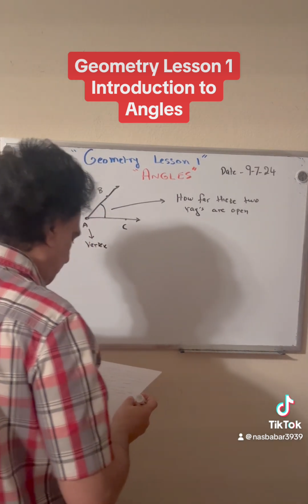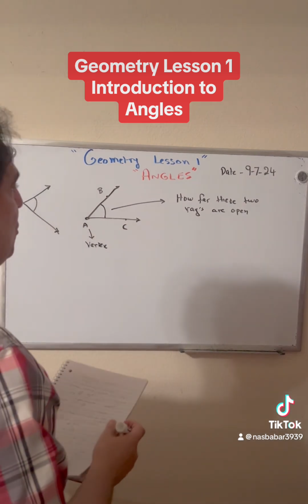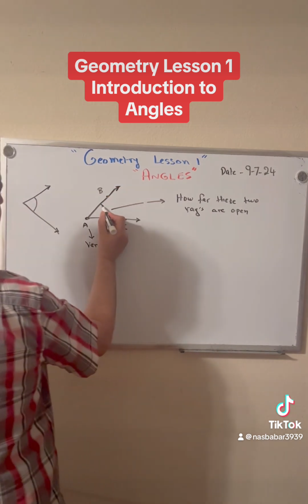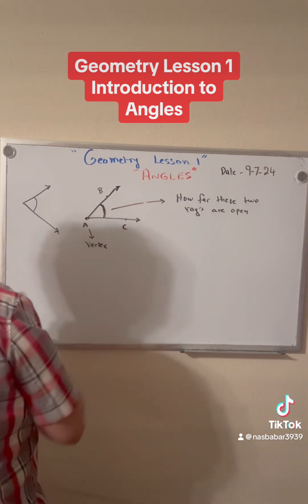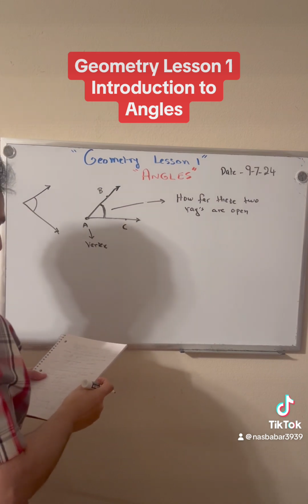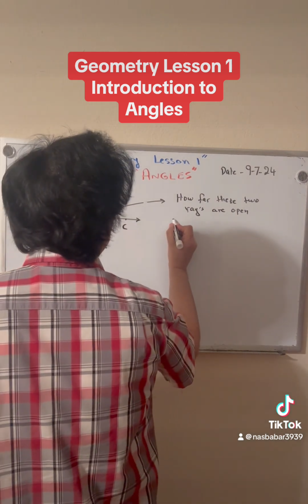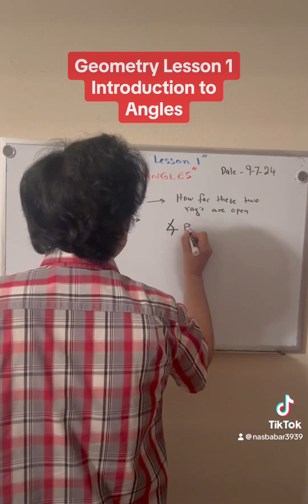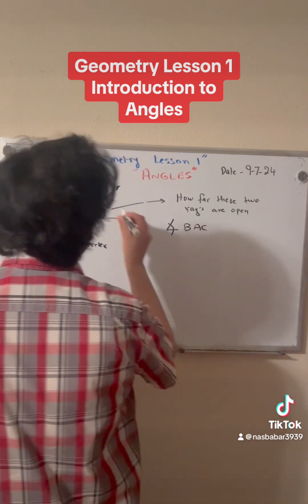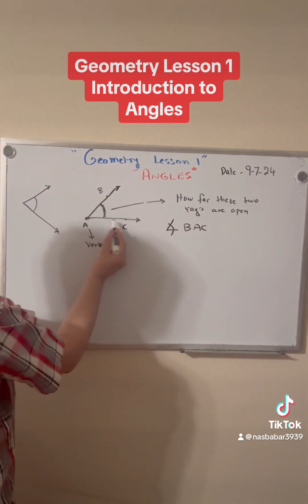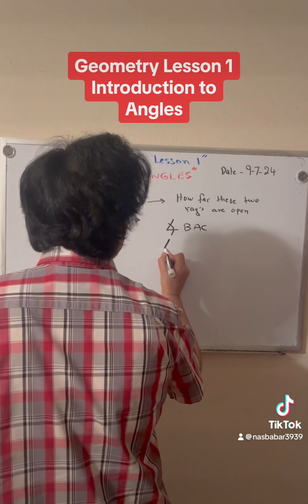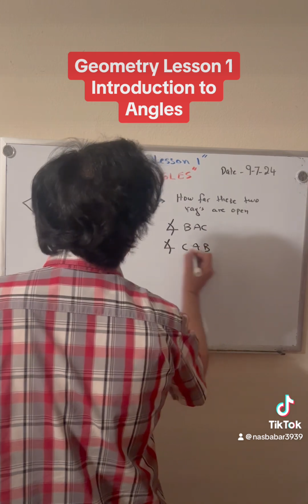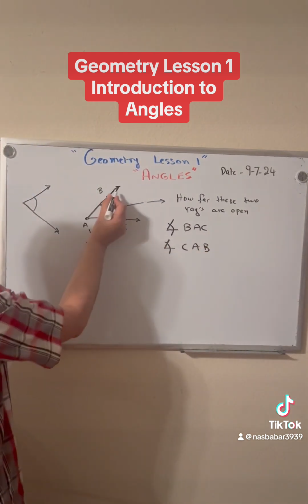How do you write an angle? For example, I want to write this angle right here. How would I write that? I would write angle B A C. I can also write this as C A B.